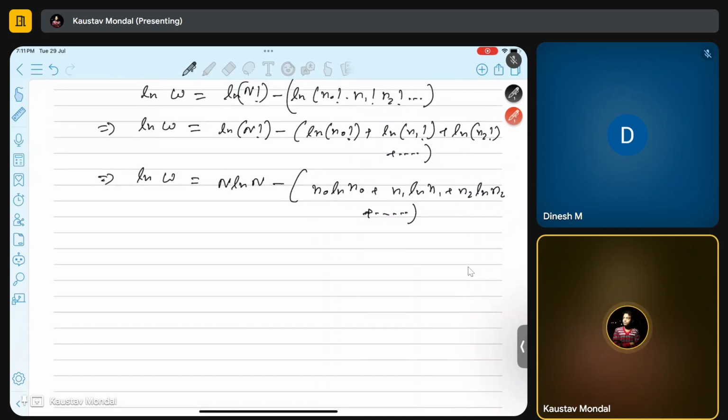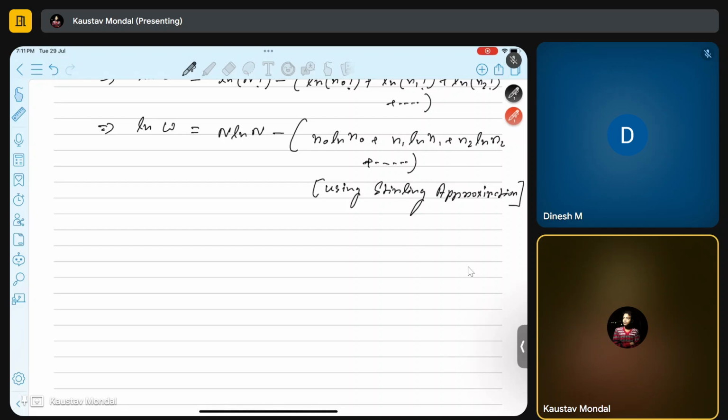This is a very acceptable approximation that we are taking here. This is using the Stirling approximation. So now we can write this ln W as n ln n minus the summation over i of ni ln ni. Let me write this whole thing as a summation, where i basically runs from 0 to whatever number.